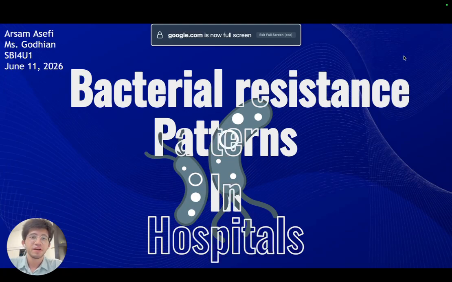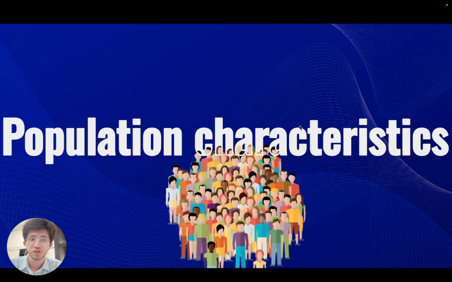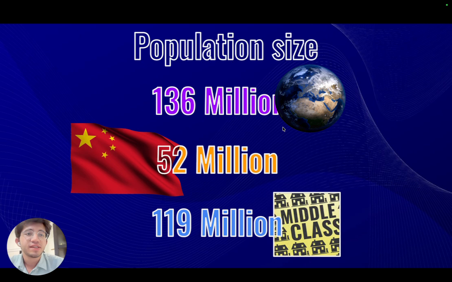On this website, we're going to be talking about bacterial resistance patterns in hospitals, and what we're going to begin with is the current population size and distribution. So we're going to start with population characteristics, and as of right now, we know that 136 million bacteria exist globally in hospitals, and 52 million reside in China, and 119 million in middle-class and usually low-income countries such as Pakistan, etc.